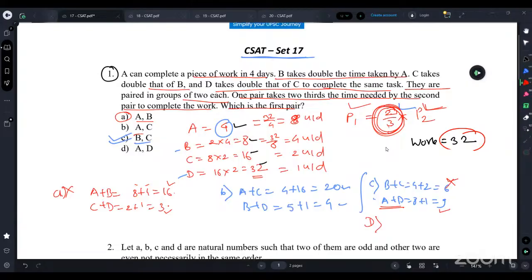Now let's see option D. The option D says A and D. So A plus D will be basically what? 8 plus 1, 9. Efficiency is 8 units per day, 1 unit per day. And the remaining would be B plus C, right? So B plus C will be what? 4 plus 2, which is 6. Now if you take the ratio of 6 by 9, because this is the second pair and this is the first pair, that will be 2 by 3. Option C is the correct answer in this case, right?